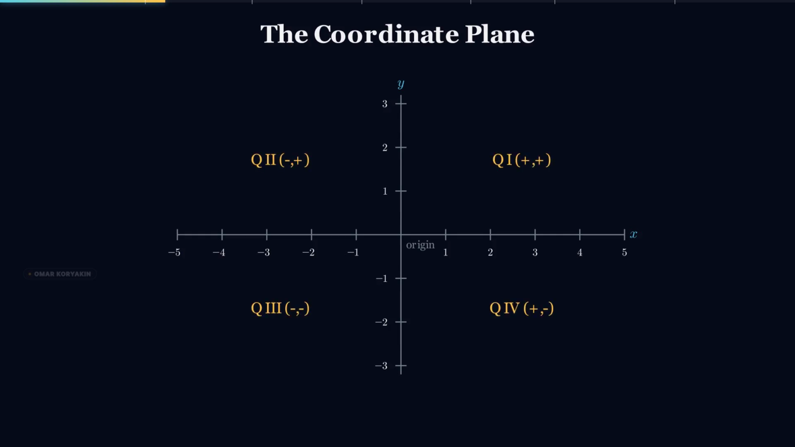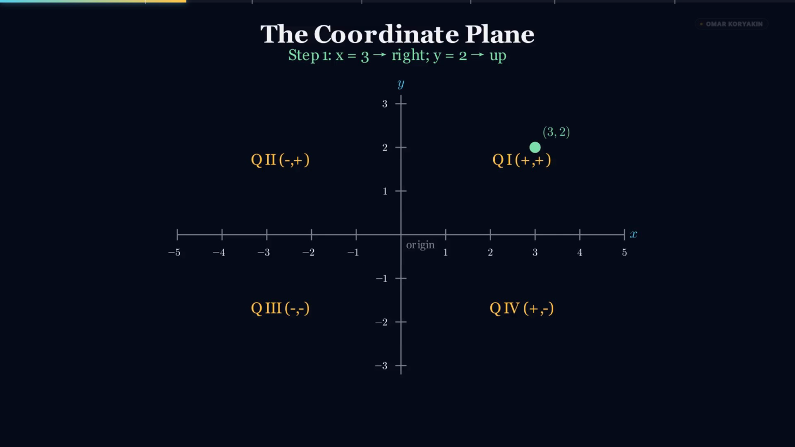Here is the quadrant convention. Quadrant 1 is the upper right region where both coordinates are positive. Quadrant 2 is upper left where x is negative and y positive. Quadrant 3 is lower left where both are negative. Quadrant 4 is lower right where x is positive and y negative. The numbering goes counterclockwise starting at the upper right, a convention worth memorizing once and never re-deriving.